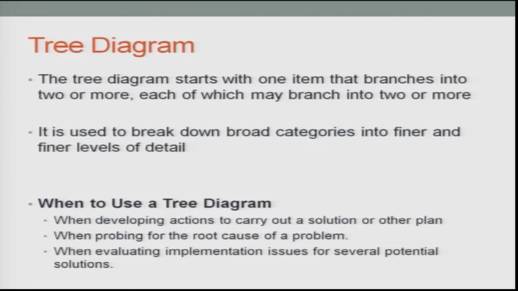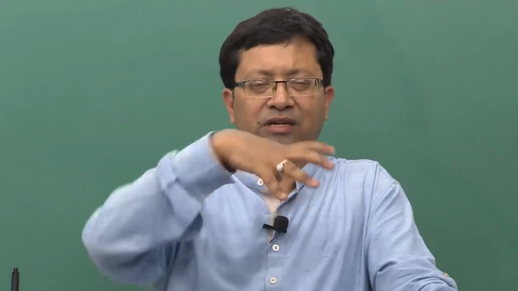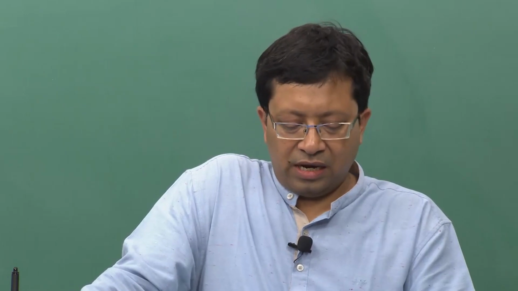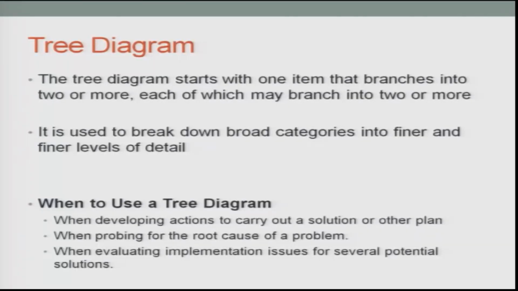The tree diagram, which is the third one, starts with one item that branches into two or more, and it continues doing that, each of which may branch out into two or more. So, basically it is a tree diagram or a hierarchy of importance, starting from the most important one and going down into the depth, primary, secondary, tertiary and so on, which gives you an idea of how the linkages are and what the important points are that you need to consider. It is used to break down broad categories into finer and finer levels of detail and information. The further you go, the more detailed information you get as you go down the tree.